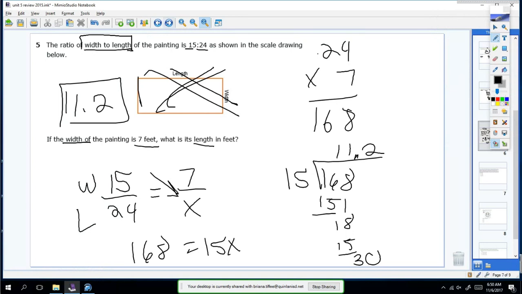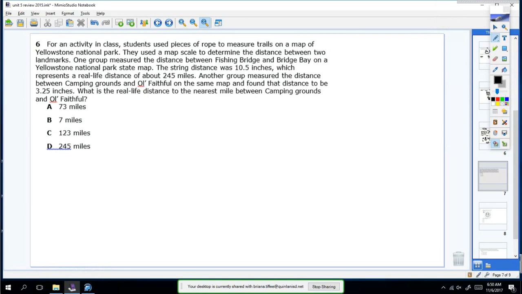Number 6. For an activity in class, students use pieces of rope to measure trails on a map of Yellowstone National Park. They use the map scale to determine the distance between 2 landmarks. One group measured the distance between Fishing Bridge and Bridge Bay on Yellowstone National Park state map. The string distance was 10.5 inches, which represents a real-life distance of about 245 miles. So that's my first ratio, 2.5 inches for every 245 miles.